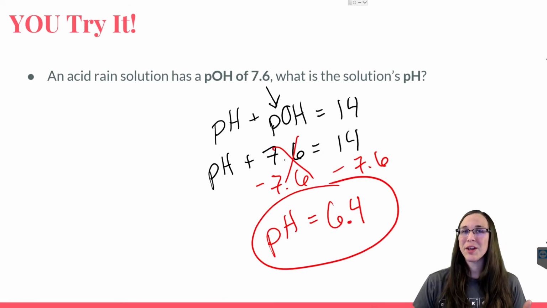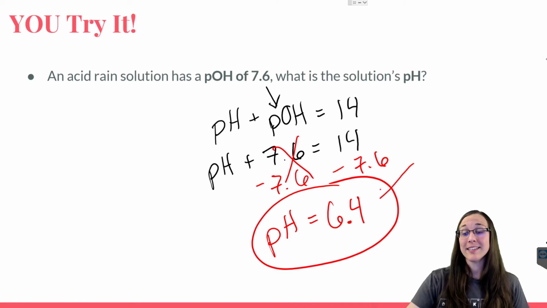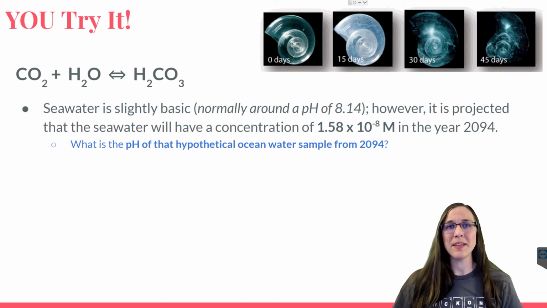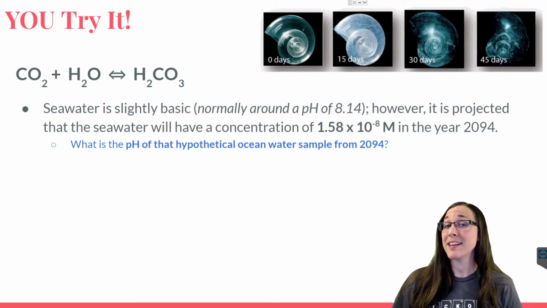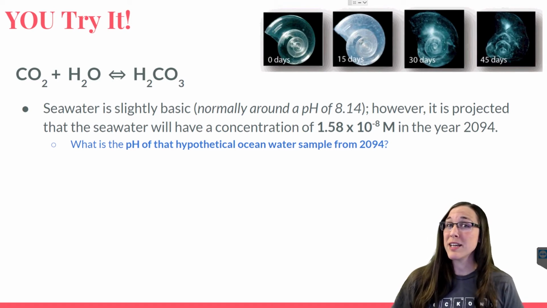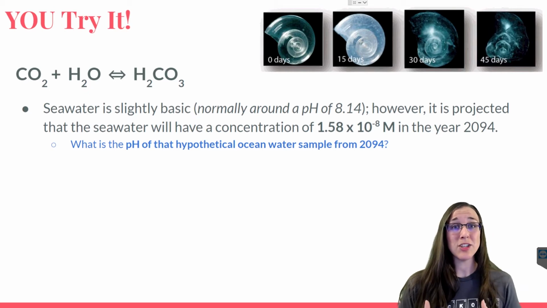If 7 is neutral on our pH scale, we can clearly see that this acid rain is more acidic at 6.4. Now, seawater itself is slightly basic. It usually has a pH of 8.14. However, it's projected that the seawater should have a hydronium concentration of 1.58 times 10 to the negative 8 molar, or moles per liter, in the year 2094. Now this occurs because of CO2. As CO2 from the air enters our seawater, also known as a carbon sink, it makes the seawater more acidic, i.e. it drops the pH to a lower value.